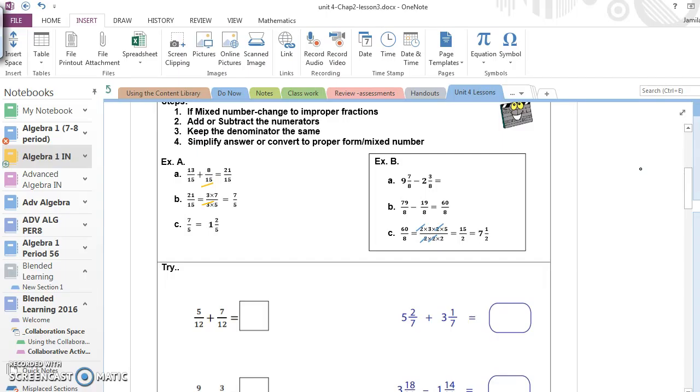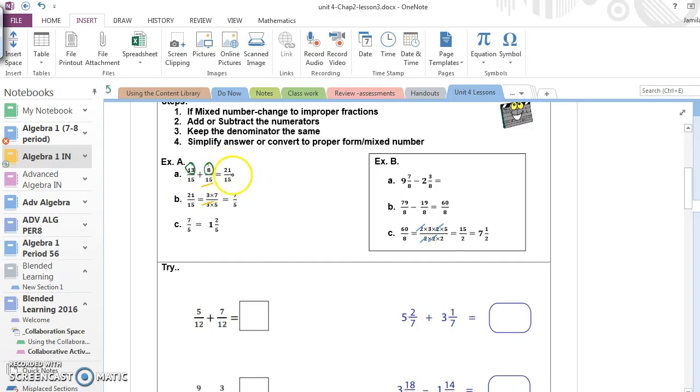We have 13 over 15 plus 8 over 15. These are not mixed numbers. They already have the same denominator. Their denominator is 15. So all we have to do is add the numerators, 13 plus 8, which gives us 21, and keep the denominator over 15.